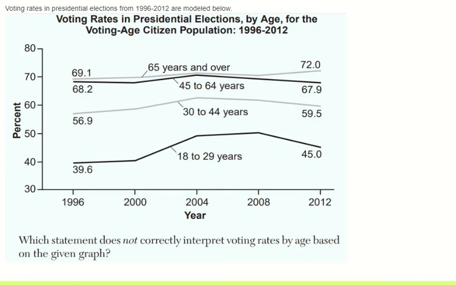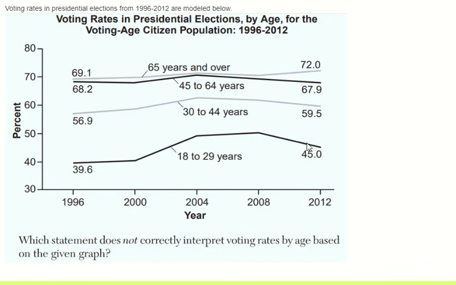Okay, we have arrived. This is question number 24, the last multiple choice question in Regents exam number 1. It says voting rates in presidential elections from 1996 to 2012 are modeled below. Which statement does not correctly interpret voting rates by age based on the graph? So here's our graphs, right?